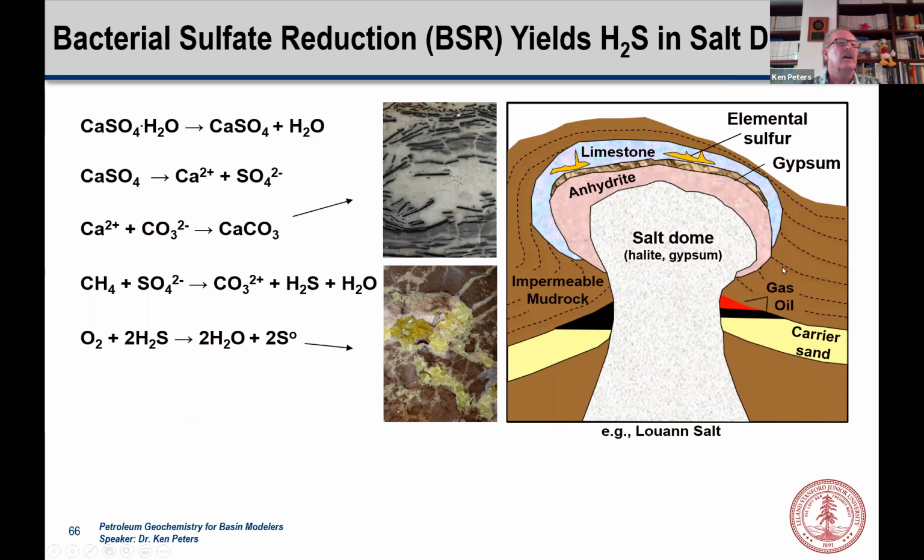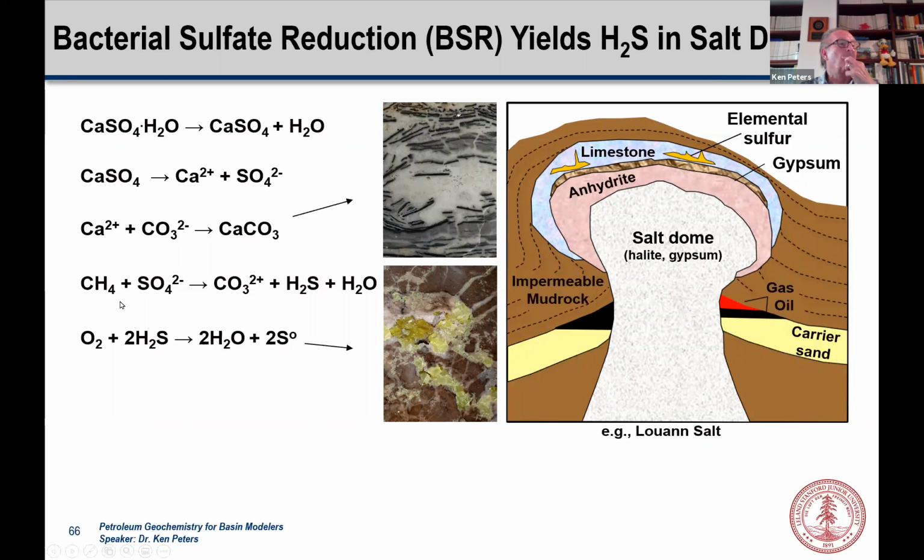So here we have anhydrite, right? We have sulfate minerals, gypsum, and then we have anhydrite. And anhydrite can break up to form calcium and sulfate. The calcium can combine with any carbonate that happens to be around to make limestone, make calcium carbonate. That accounts for this cap here.